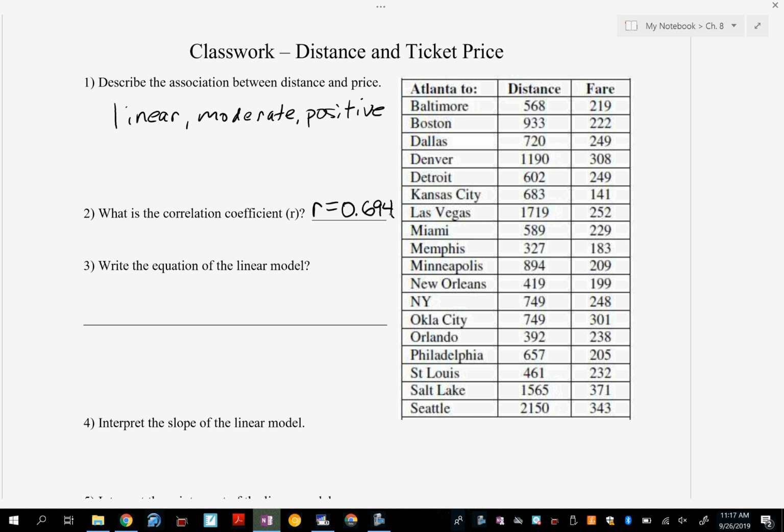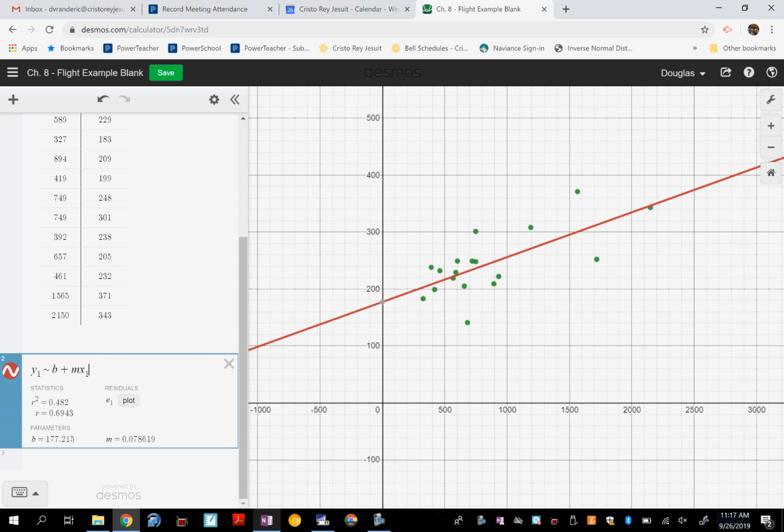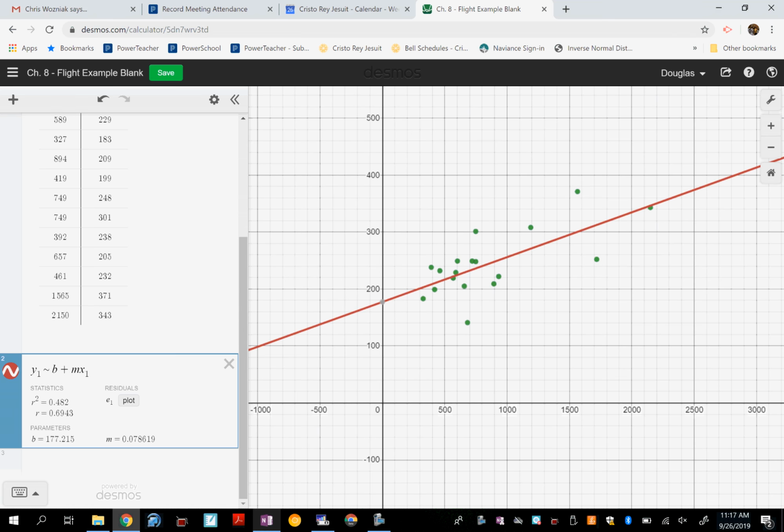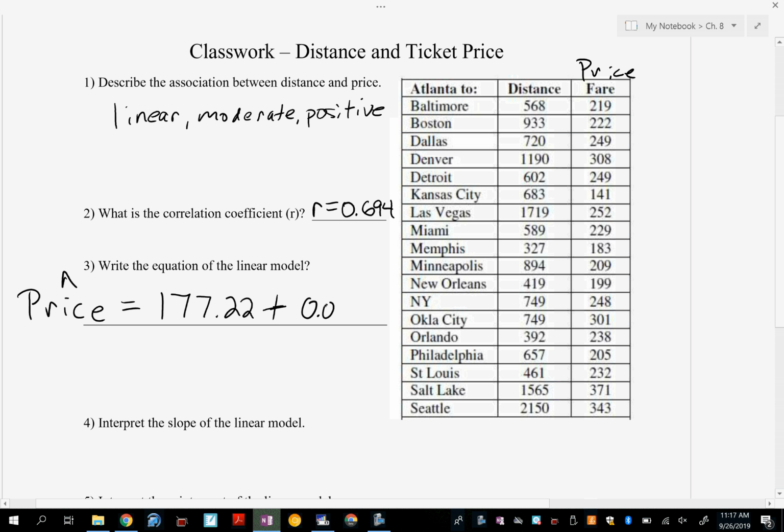Now, for the equation, we decided we were going to do the stats way, which means we have to put our y value with a hat on it. So fare or price, whatever you want to put. Price hat equals, we're putting the y-intercept first. The y-intercept is b over here, which is 177.22. Fare and price are the same thing. Plus, and the slope is 0.08, and make sure that's times the distance.